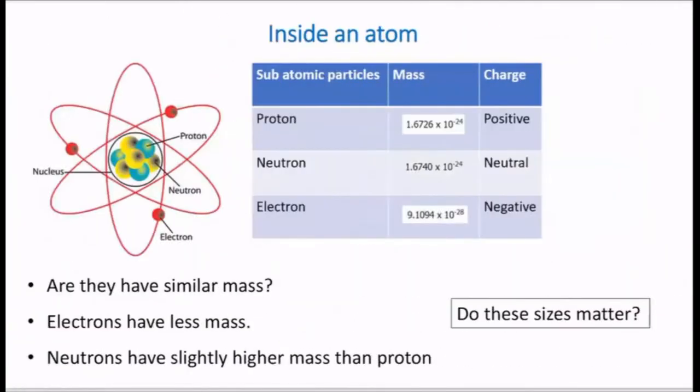What are the major subatomic particles in an atom? Subatomic particles means inside an atom. There are so many subatomic particles in an atom, but I'm pointing out only three. Mainly three types of subatomic particles in an atom: protons, neutrons, and electrons. Charge and mass of these subatomic particles are shown in the table. Mass is in gram.